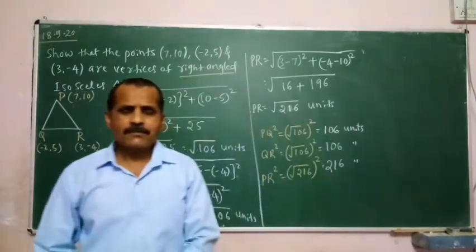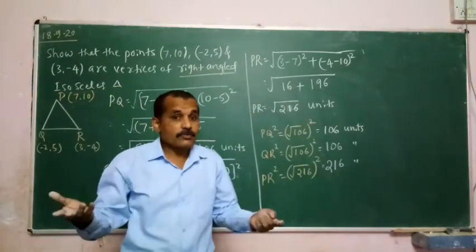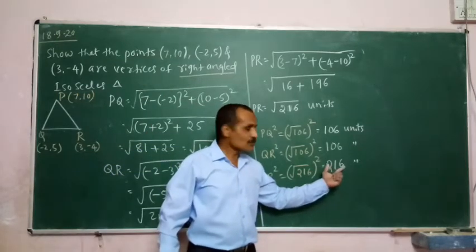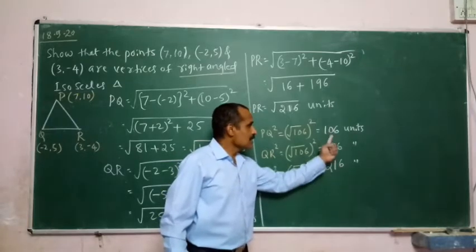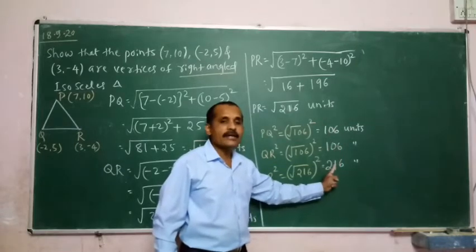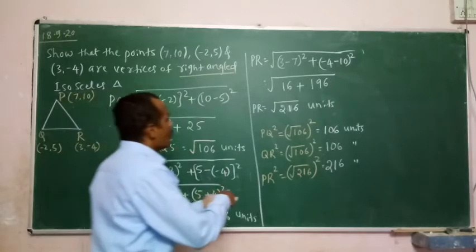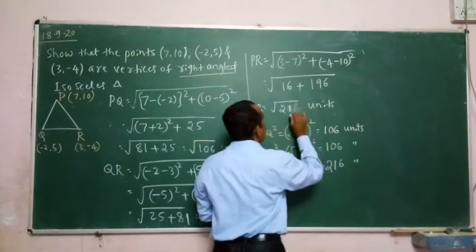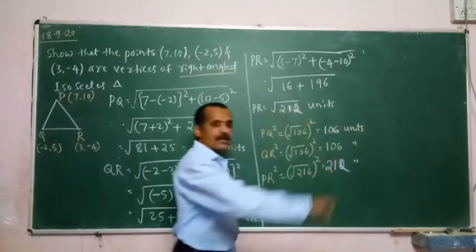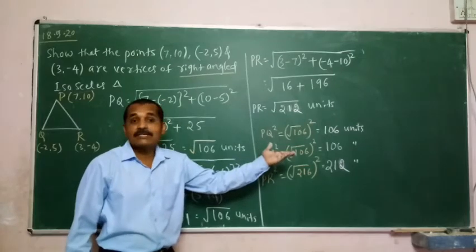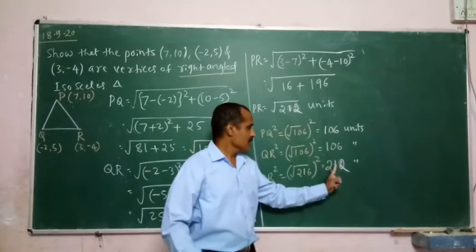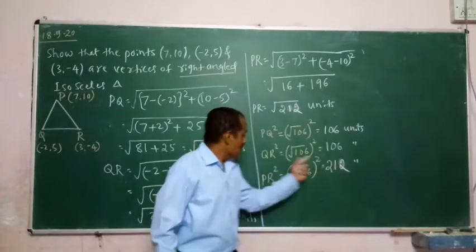What does the Pythagoras theorem say? The square of the hypotenuse. No doubt, my dear children, the biggest side will be the hypotenuse. The square of the hypotenuse is equal to the sum of the squares of the other two sides. 106 plus 106 is equal to 216? No, somewhere it is wrong. 6 plus 6 is 12. It is 212. Yes, see how we can easily identify the mistake. 106 plus 106 is 212.